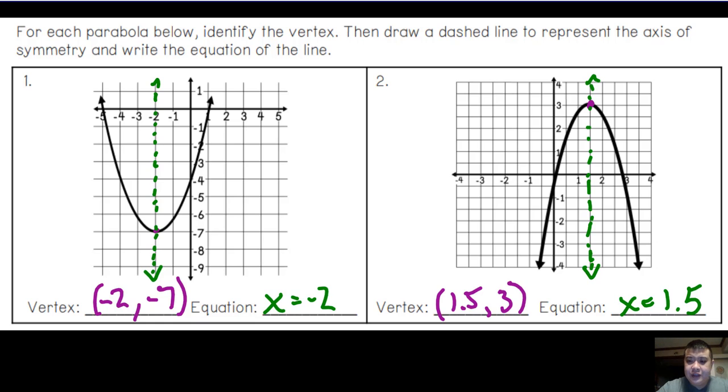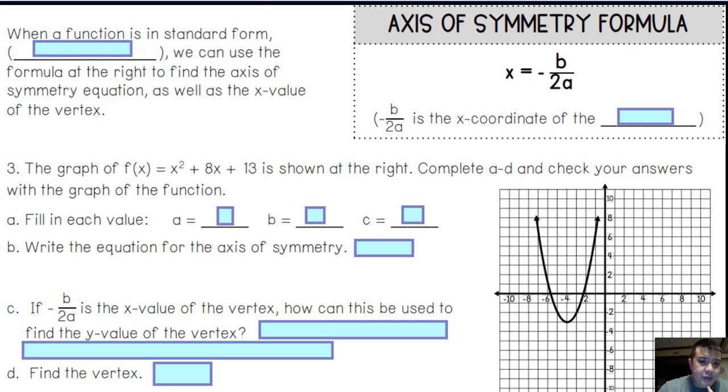What you should have found is that the axis of symmetry is x equals 1.5 and it has a vertex of 1.5, 3. When a function is in standard form, that is ax squared plus bx plus c, we can use the formula to the right to find the axis of symmetry equation as well as the x value of the vertex. If we take -b over 2a, this is always going to be the x value for our vertex point. And so therefore it's also going to be where our axis of symmetry is located.